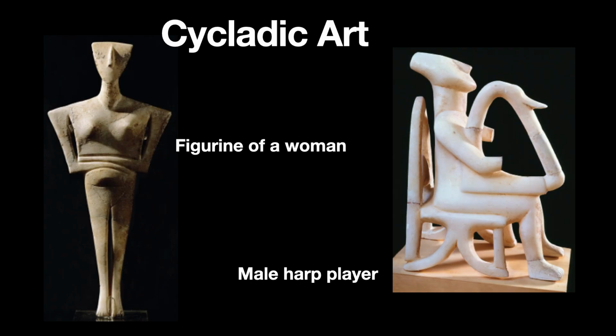The Cycladic examples often depict women with their arms folded across their abdomens, as shown here. Fewer Cycladic statuettes represent men, such as the seated harp player shown on the right. These figures were found at grave sites, but art historians can only guess at the meaning of these prehistory statues.